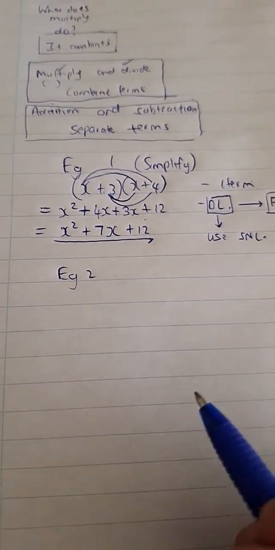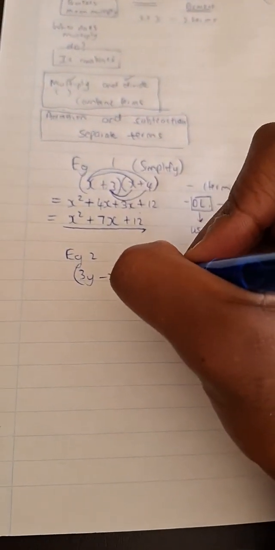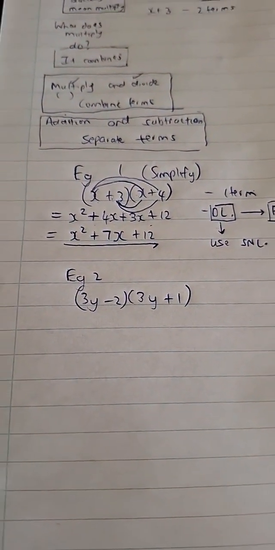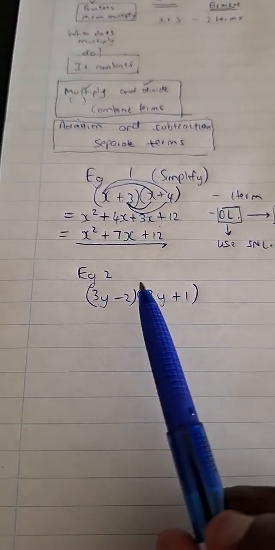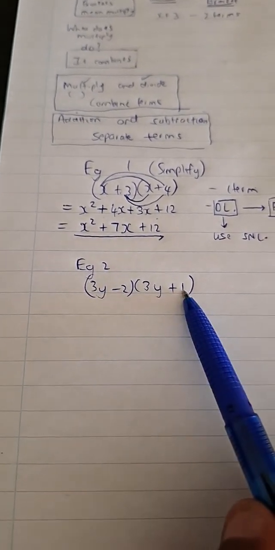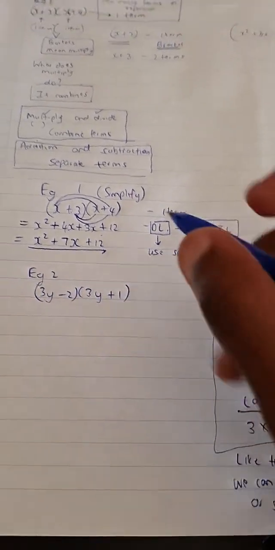Okay? Let's look at example 2. 3y minus 2 into 3y plus 1. So once again, what do we see here? Binomial. How many terms are there in the expression? Which is very important. How many terms are in this expression?